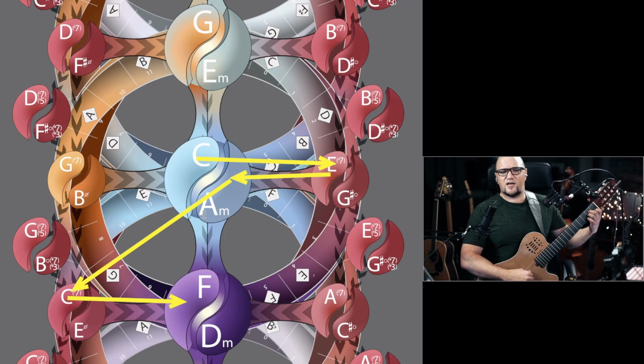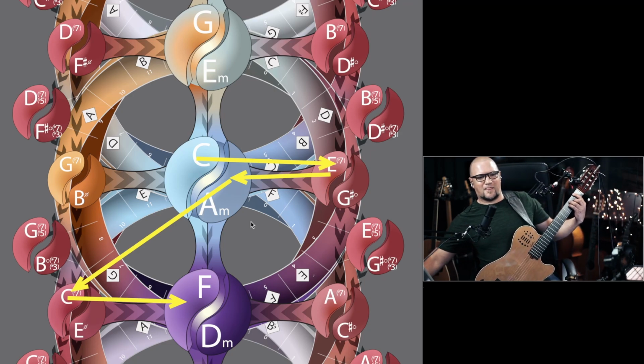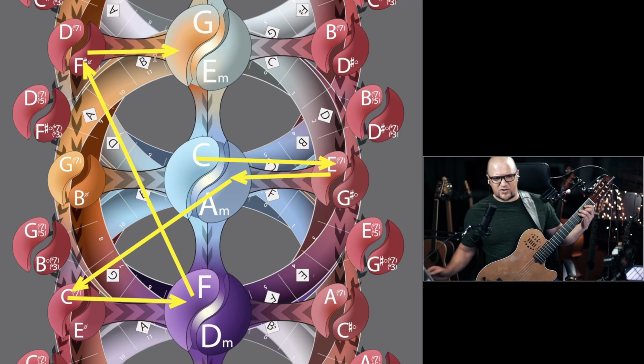E7, A, C7, F. The next chord, we want to get to a G eventually, so instead of going to the D7, we're going to use his partner there, the F sharp diminished chord. And that's going to bring us to what we think is going to be G. So let's give that a shot. Whole thing. Here we go.